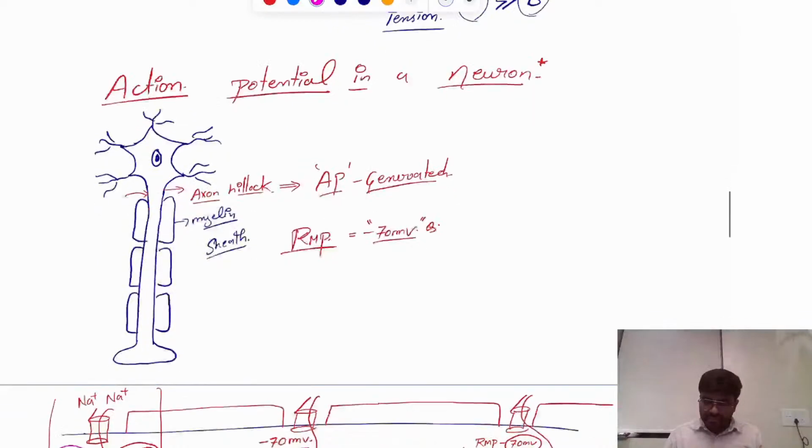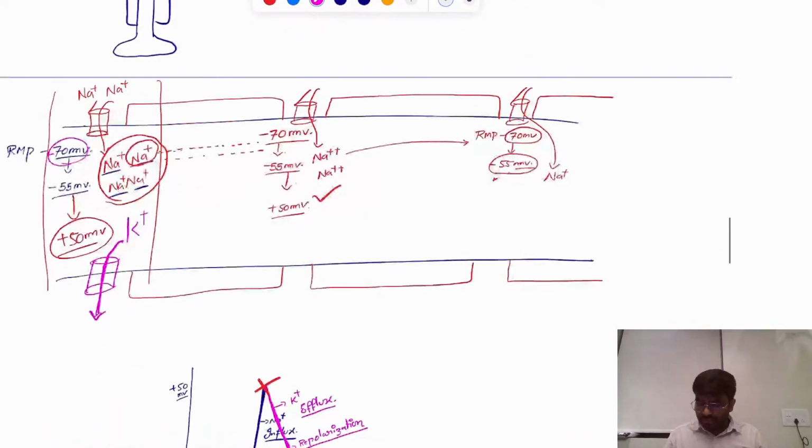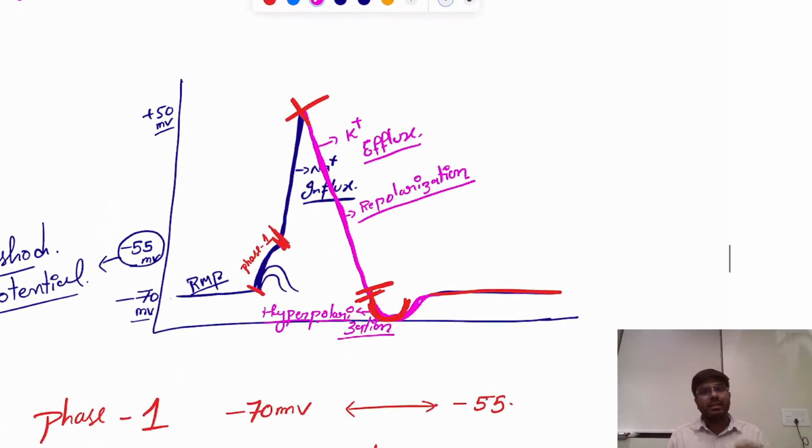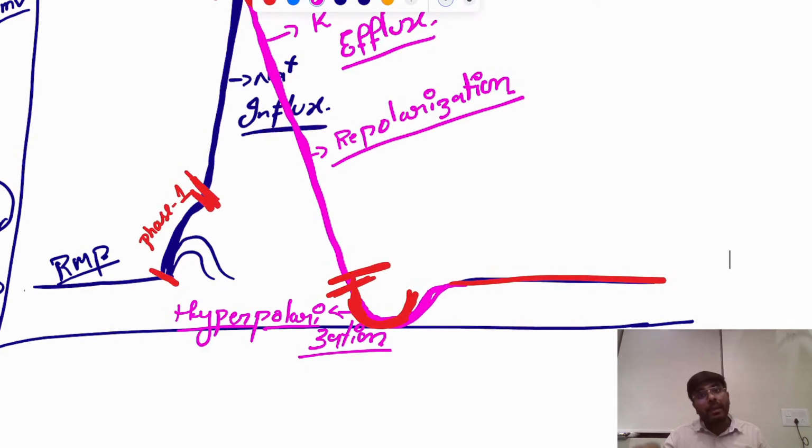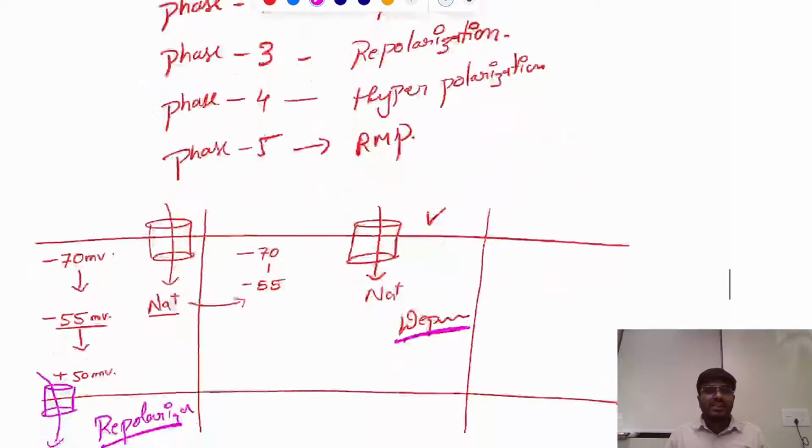After this, I explained the action potential. What are the phases of the action potential? Phases 1, 2, 3, 4, and 5. Depolarization is due to sodium, repolarization is due to potassium, and more potassium going out of the cell will cause hyperpolarization. So these are the 5 phases of the action potential.